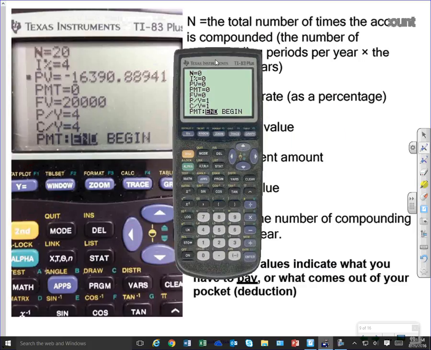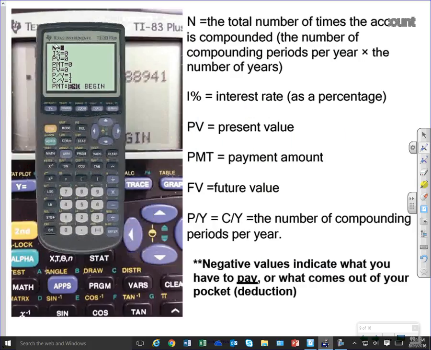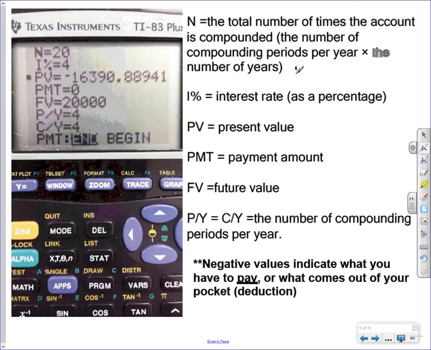Let me tell you what all these little letters mean. N is the total number of times the account is compounded. So this is the same thing as your little n that you would use in the formula. The I percent is talking about the interest rate.